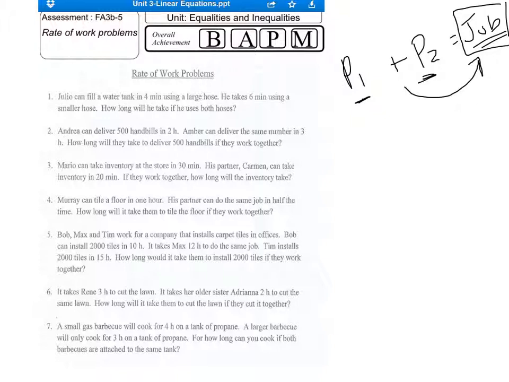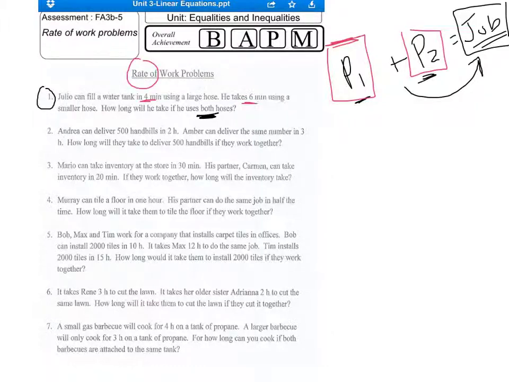If I look at number one, it says Julio can fill a water tank in 4 minutes using a large hose. He takes 6 minutes using a smaller hose. How long does it take if he uses both? So we have two different rates at which they can do the job, again, their rates of work. One is 4 minutes, the other one is 6 minutes.